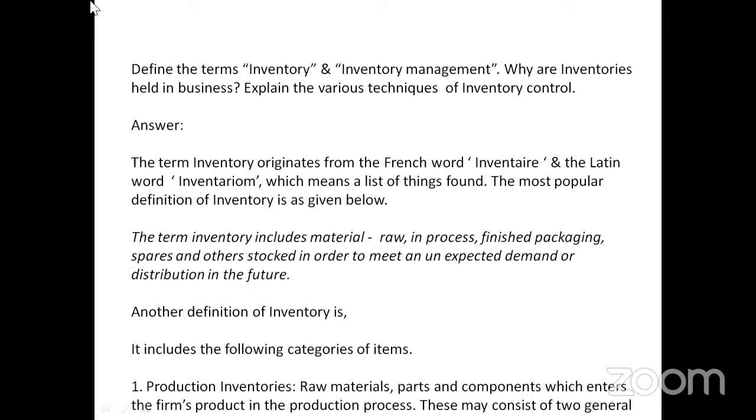So inventory. Sir? What is the meaning of inventory? Can somebody say me? What is inventory? What do you understand by the term inventory? Inventory means stock, sir. Stock of what? Material. Stock of any finished goods or material. Raw material. Finished goods, raw material.